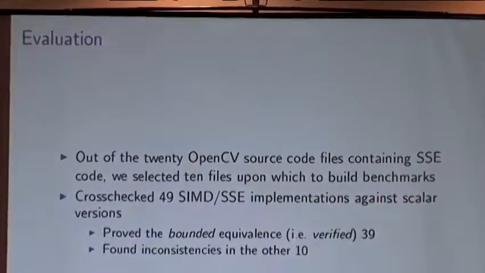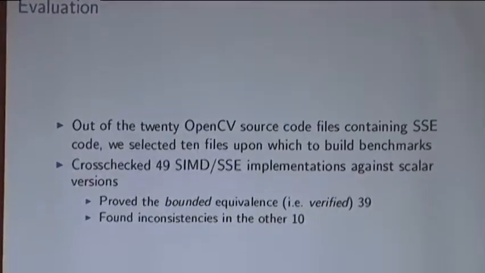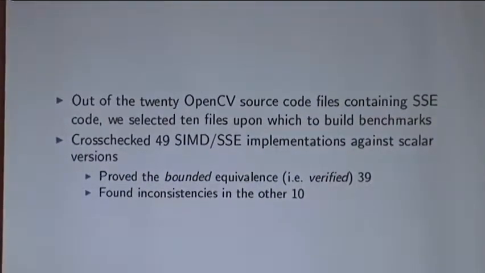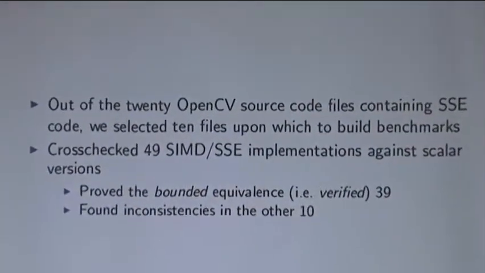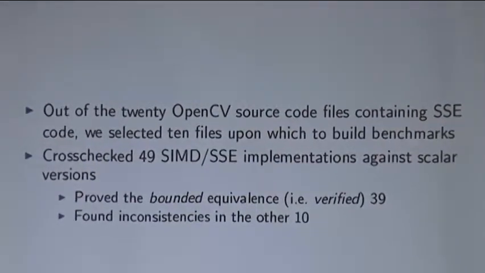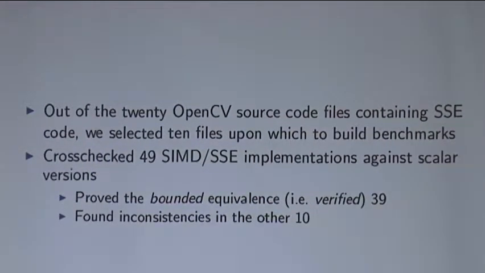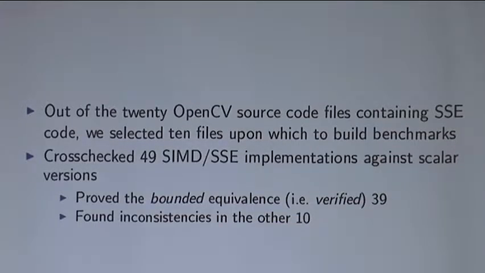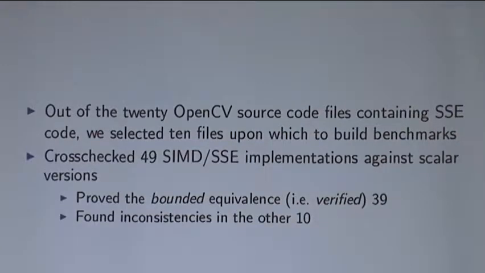So for our evaluation, out of the 20 OpenCV source files with C code, we selected 10 of those, and we built benchmarks on top of them. Those benchmarks essentially look like the example code I showed you before, which calls the scalar version of the code and the SIMD code, and then just loops through the output array and compares the arguments with an assert.